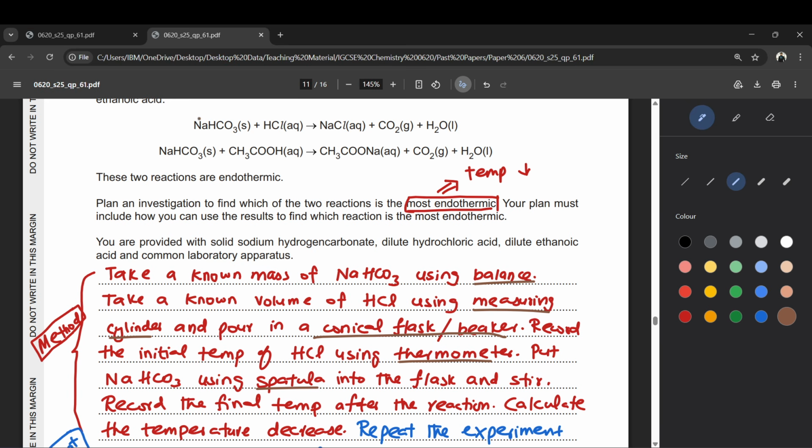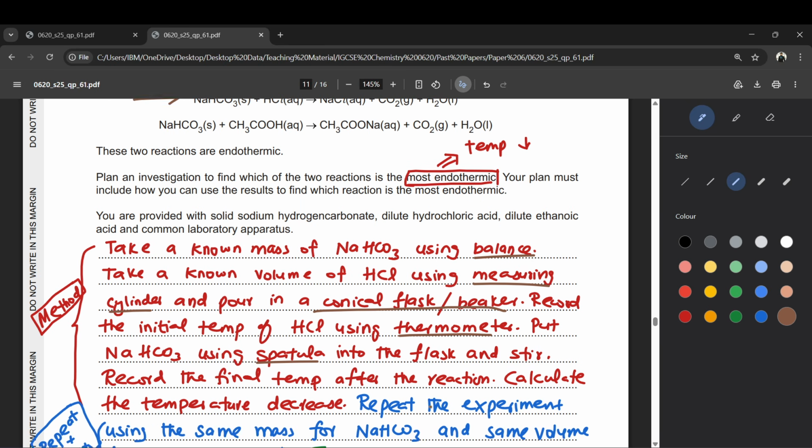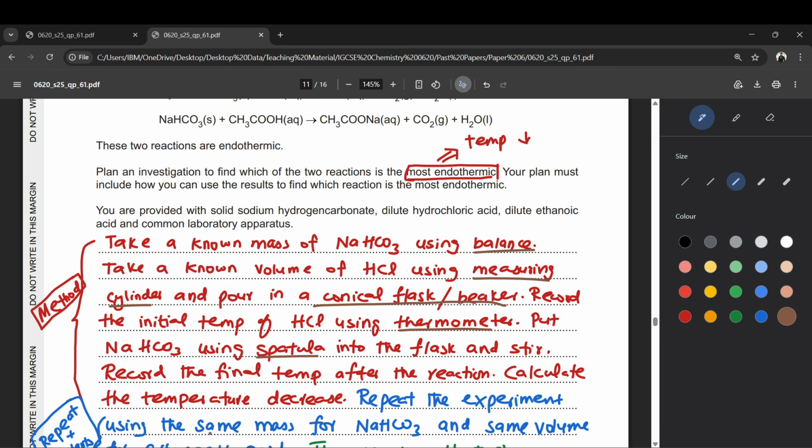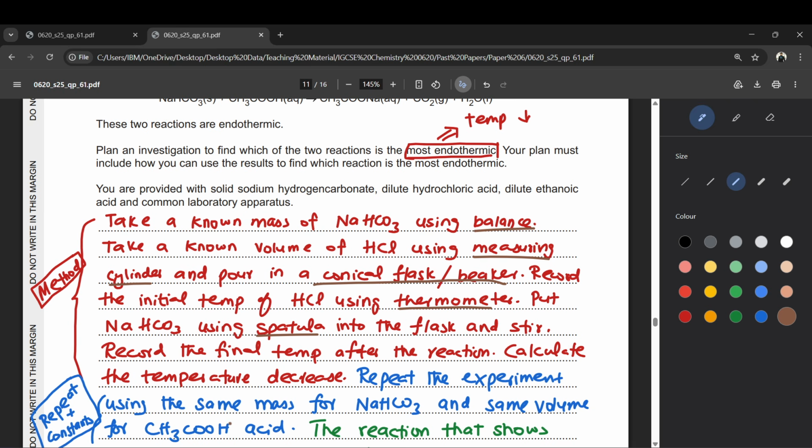Now we have explained the whole process for this particular reaction. Now I'm going to repeat the experiment. Then what factors must be kept constant? The mass of sodium hydrogen carbonate should be constant. It should be the same as the previous experiment. So if I'm using 5 grams in the first experiment, then I should be using 5 grams in the second experiment. Then the volume of acid should also be kept the same. If I'm using 30 cubic centimeter of HCl over here, then when I'm using ethanoic acid for the next reaction, this should also be 30 cubic centimeter. That's the part in blue.